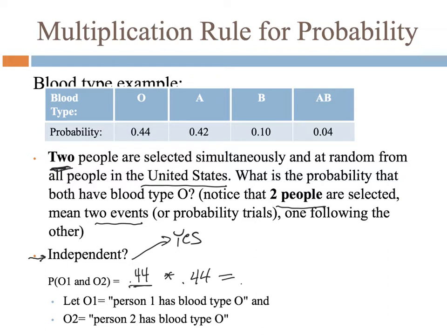In fact, when we multiply similar numbers multiple times, we can always just take 0.44 and raise it to the second power. It comes out to about 19%, 0.19. So approximately 19% probability of that occurring. Usually with probability, we're going to round this to 4 decimal places, but in this case, I just rounded it to 2.